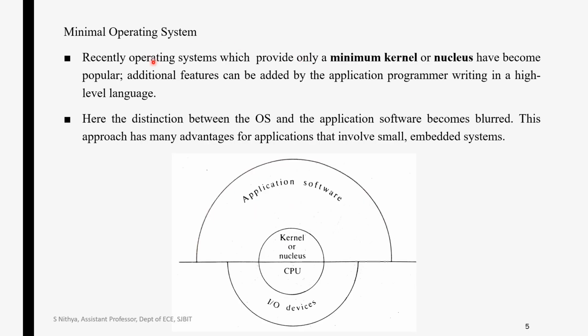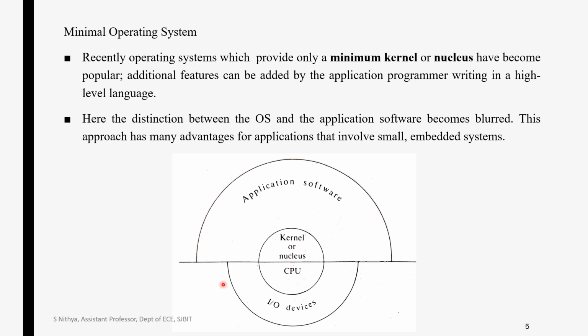And the minimal operating system. This diagram shows the minimal operating system. The recent operating systems which provide only the minimum kernel or nucleus have become popular. Additional features can be added by the application program written in a high level programming language. Here the differentiation between the operating system and the application software becomes blurred. This approach has many advantages for applications that involve small embedded systems.